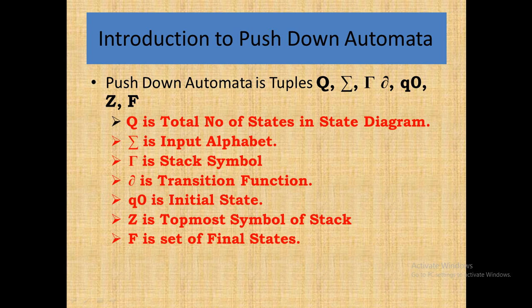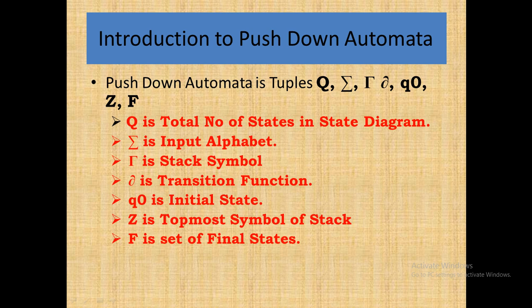Here Q is the total number of states in the state diagram, which is very similar to our finite automata. This is the input alphabet, which is also very similar to our previous finite automata. Coming to the third one, this is called a stack symbol. It indicates what symbols are there in a stack. So it is a list of all those symbols which are available in a stack. Next is delta, the transition function, which gives us how the states are moving from one state to another. We have to give some inputs here. After having these inputs, it goes to another state, so we call it a transition function. How should I migrate from one state to another state?